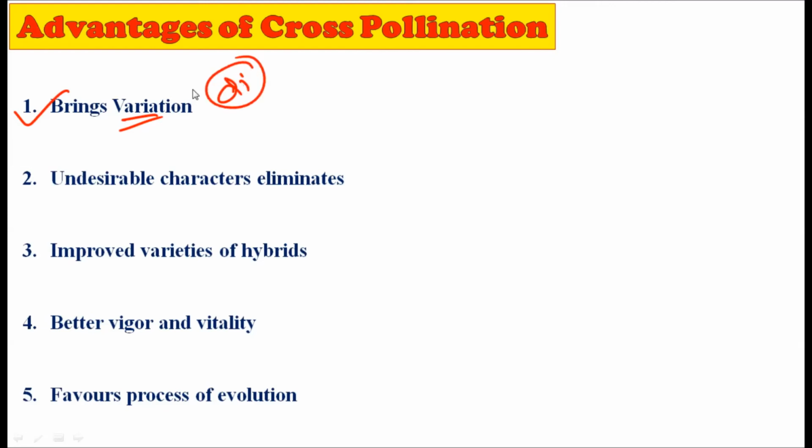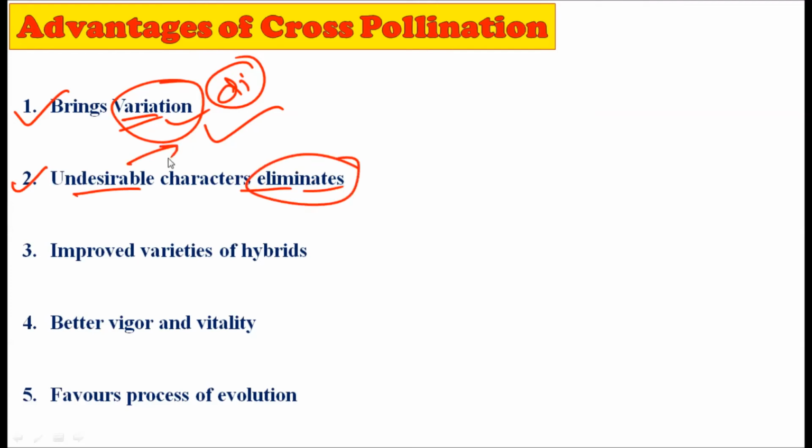That is why there is a genetic recombination between the two species, and that is why variations are produced. And these variations are very useful in evolution. The second, undesirable characters are eliminated. That is, the undesirable characters which are present from generation to generation may be eliminated in the subsequent generation. Then the third advantage is improved varieties of hybrids. That is, due to cross-pollination, improved varieties of hybrids were created.